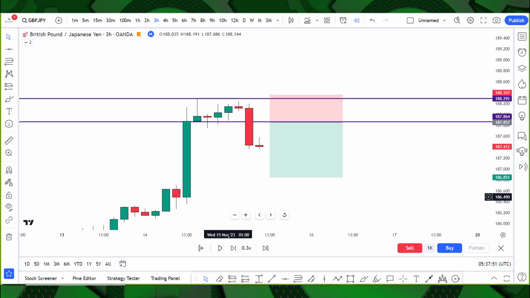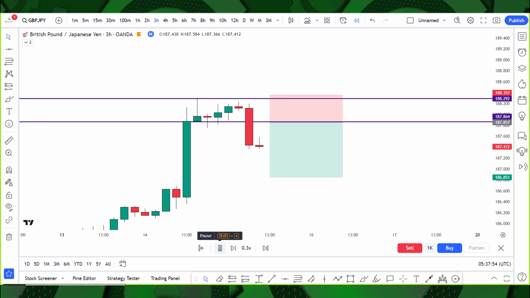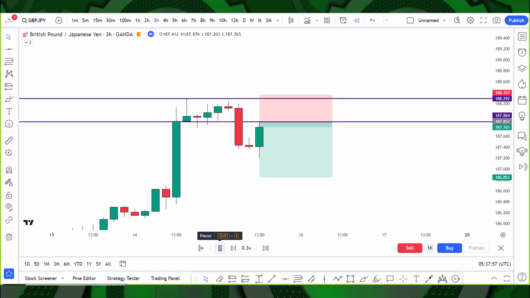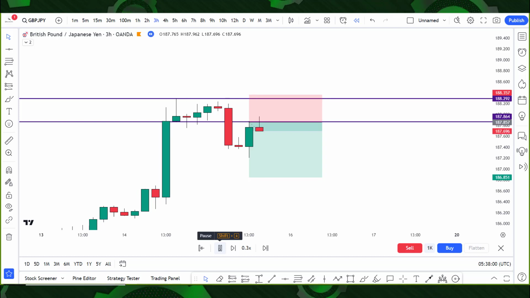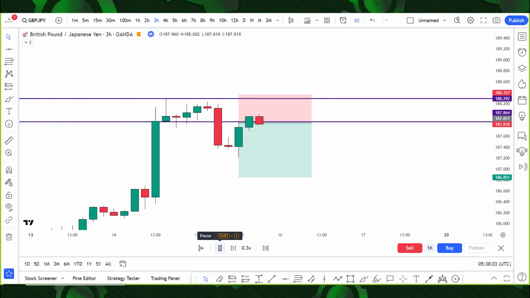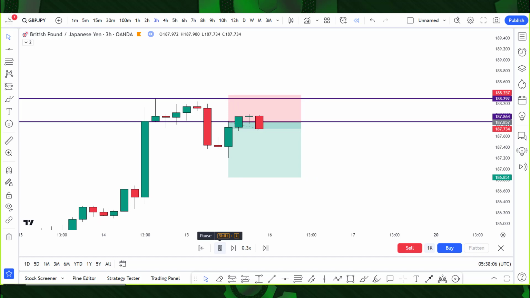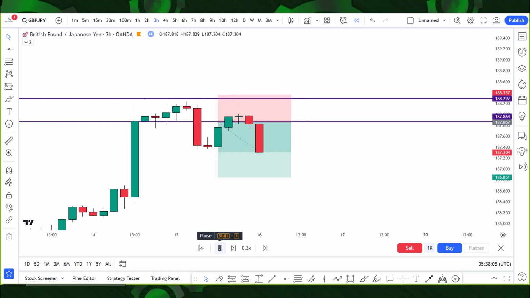Okay, let's go back to the trade right now. Let's see what happened to this trade. Maybe the trade activated or not. Okay, you can see the trade activated right now. So the trade activated, now we are in minus. We are in drawdown right now. And now we are in little profit. Okay, we are in more profit right now.